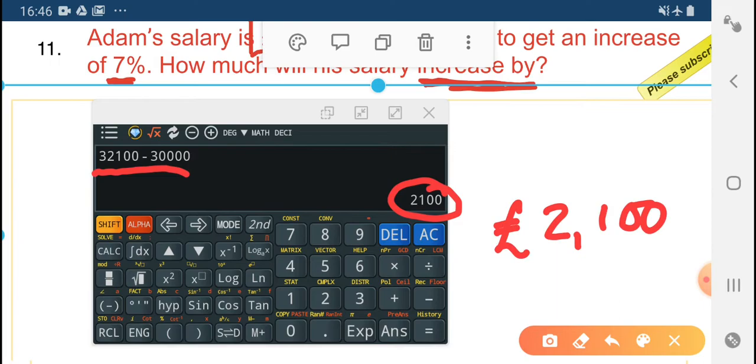So you've got to read the question very carefully. Are they asking us for the increase, or are they asking us for his new income or his new salary? In this case, it was asking us for how much did his salary go up by. What was the amount in pounds that his salary went up by?